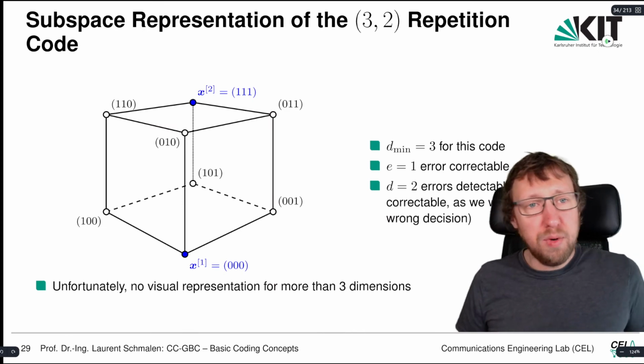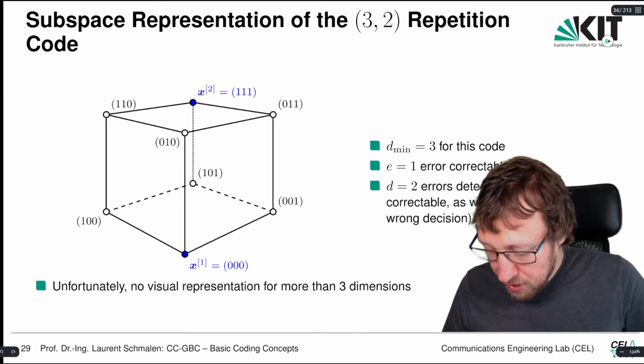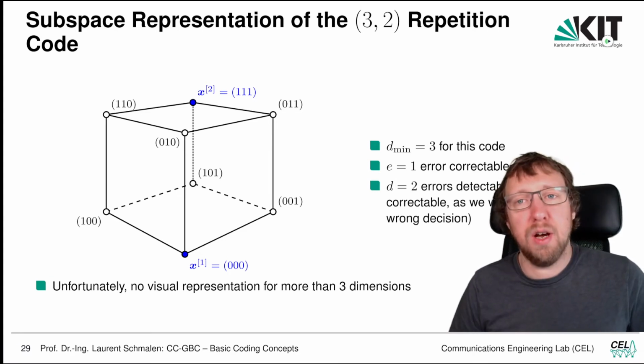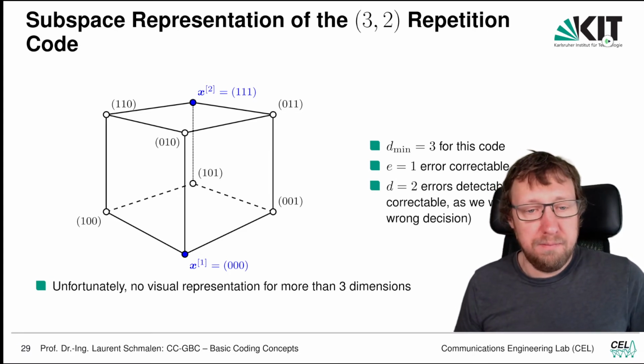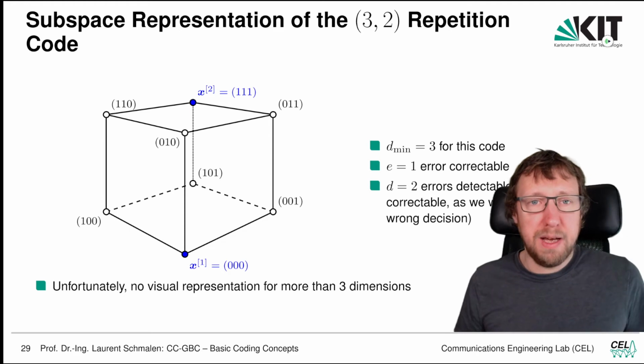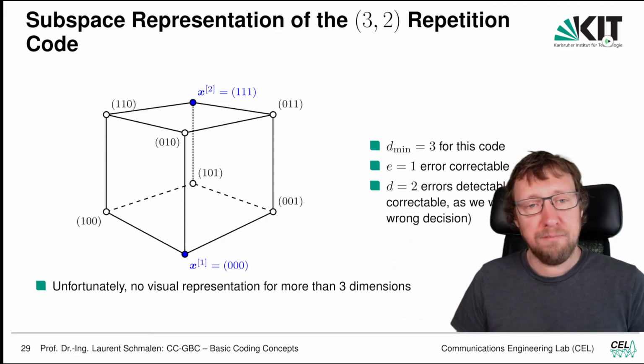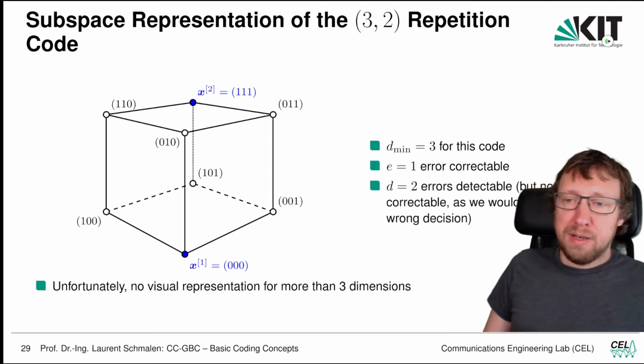So we can represent the repetition code as a subspace of the space of all possible code words. So we have a minimum distance of 3.